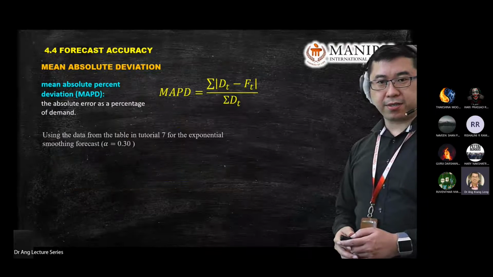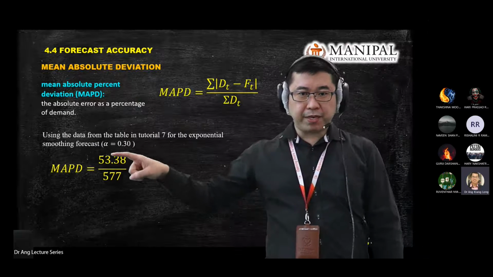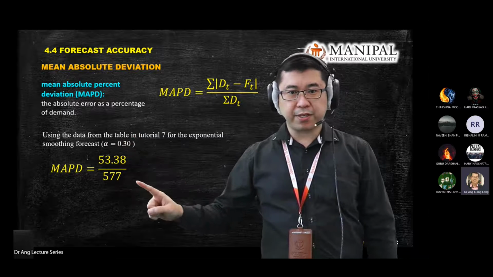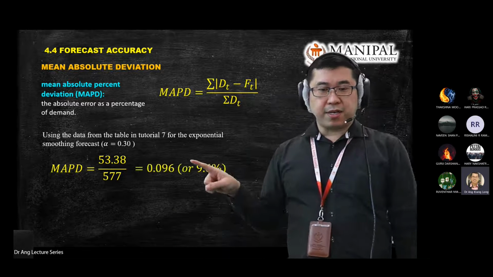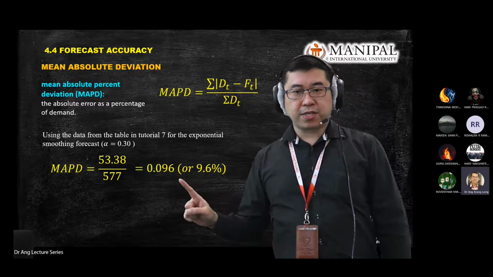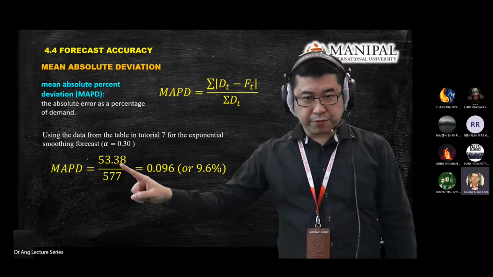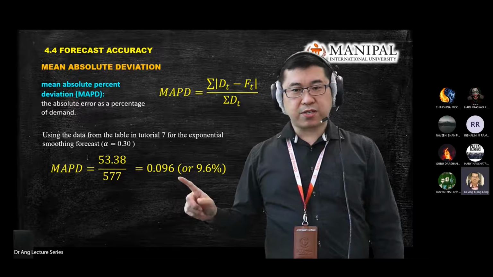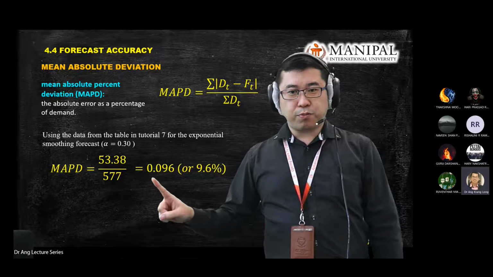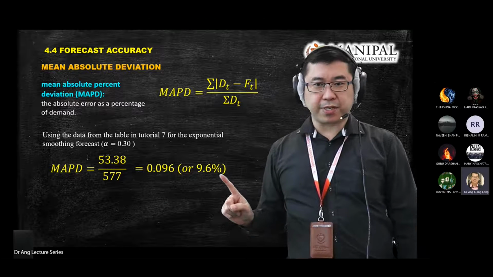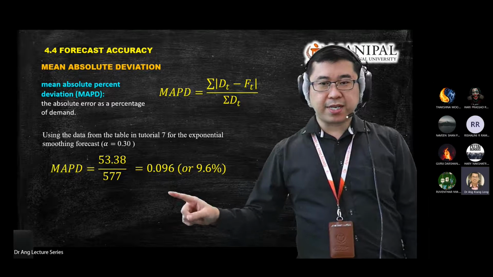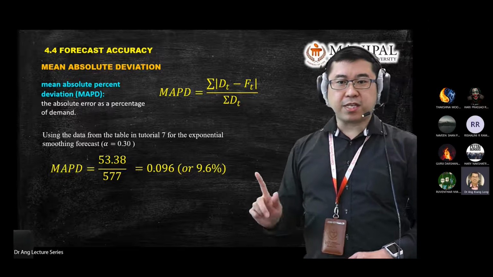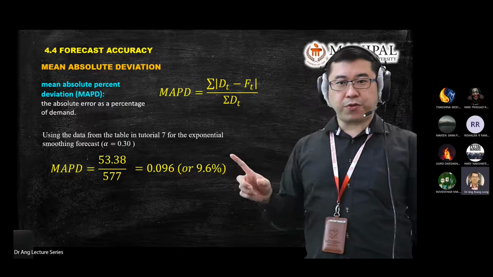Go back to the slides. So here, MAPD for alpha 0.3, you'll get 53.38 divided by 577. If you use a calculator, you get 0.096. What does it mean? It means that if you move 2 decimal places, it becomes a percentage: 0.096 or 9.6%. This one, 9.6% of what? Of your total demand.